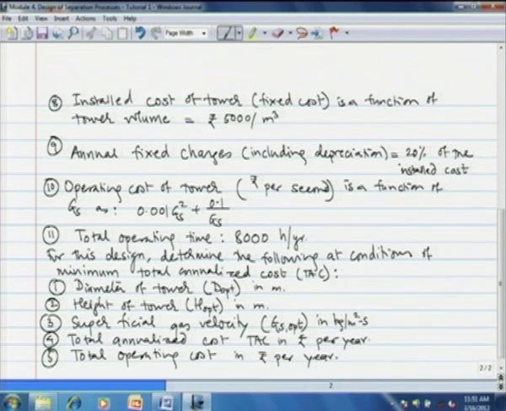Operating cost of the tower, given in rupees per second, is again a function of the superficial gas velocity Gs as 0.001 Gs square plus 0.1 by Gs. The total operating time is estimated at 8,000 hours per year. For this design we have to determine the following parameters at conditions of minimum total annualized cost. First, the diameter of the tower D optimum, the height of the tower H optimum, superficial gas velocity at optimum condition Gs opt, and total annualized cost TAC in rupees per year, and total operating cost again in rupees per year. So, we start the solution.